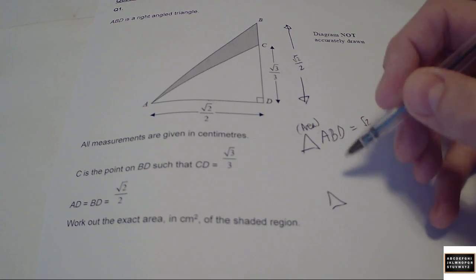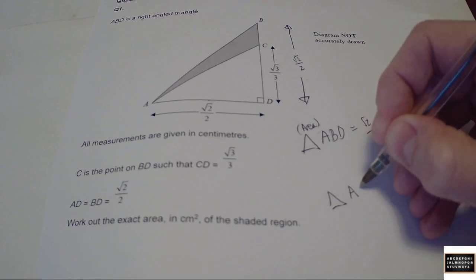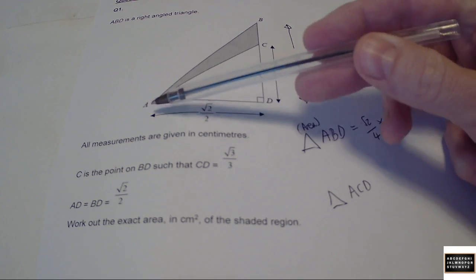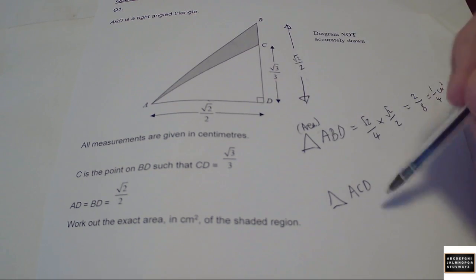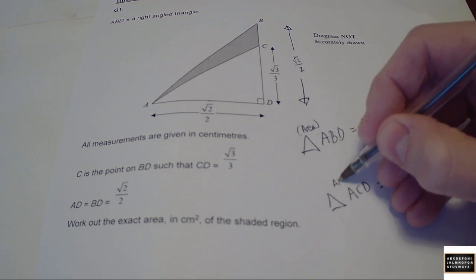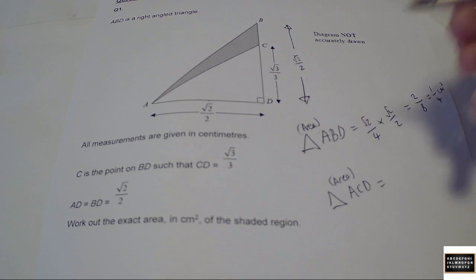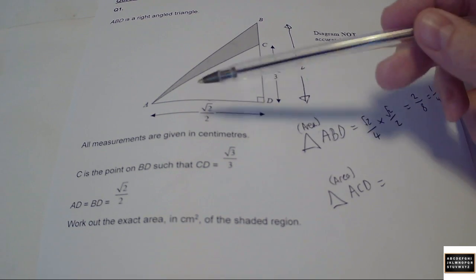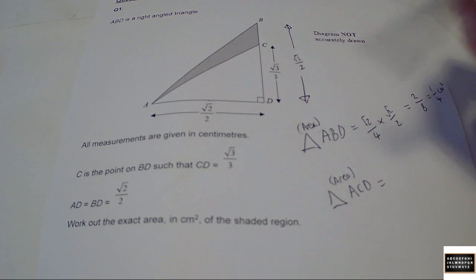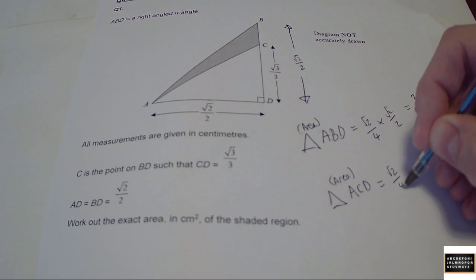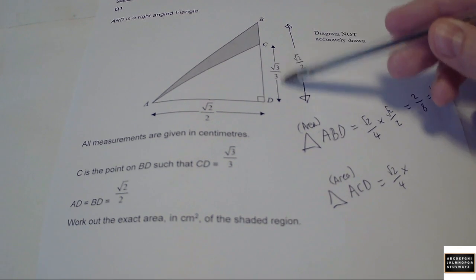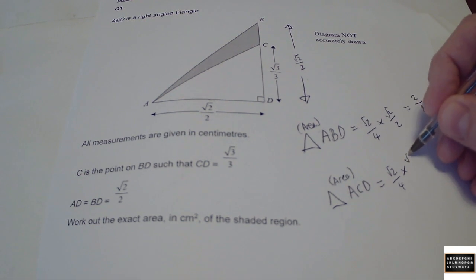For the little triangle, the triangle ACD, so that's the little one, this one here, we're going to do the same thing, and again, just demonstrating to the examiner which one we're talking about. I'm going to do half the base again, so it's still the same thing, root 2 over 4, but this time the height is different, it's root 3 over 3.